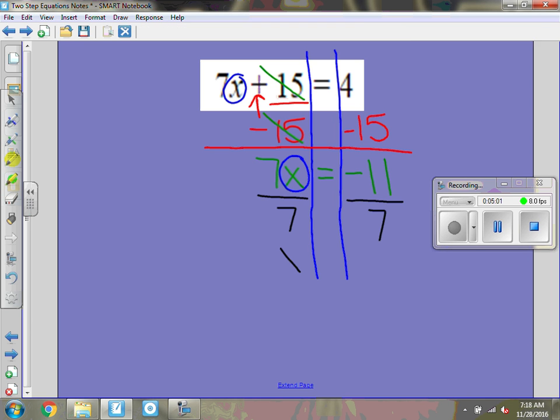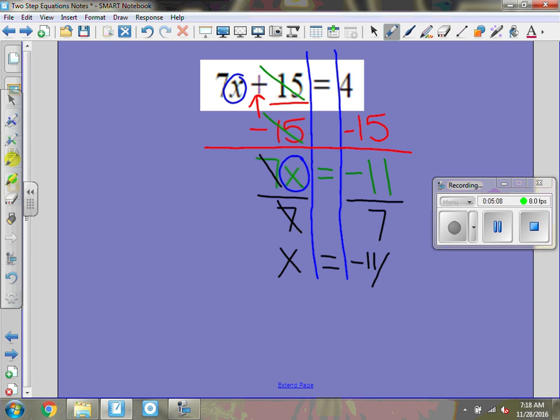x on the one side, so my 7's cancel out. And then on the other side, I have negative 11 over 7. And if I put that in the calculator, I can get a decimal, but a fraction is just as good. I'm just going to leave it like that. So now I know that x equals negative 11 sevenths.